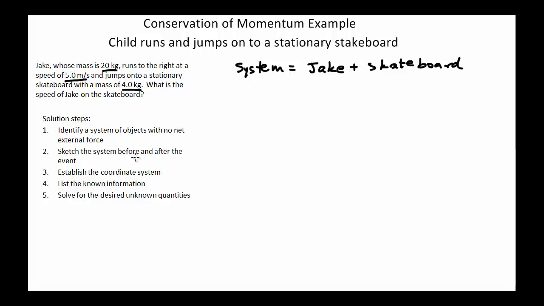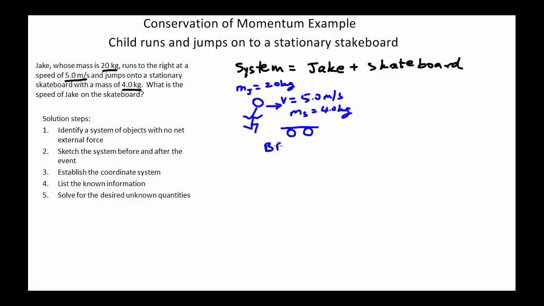The next step is to sketch the before and after situations of the system. The event here is Jake jumping onto the skateboard, so the before image would be Jake running toward the skateboard. Here's Jake running toward a stationary skateboard, which is placed here. I'm going to note some of the specifics. The mass of Jake is 20 kilograms, the mass of the skateboard is 4 kilograms, and Jake is running to the right with a velocity of 5 meters per second. So that captures all of the information for my before image.